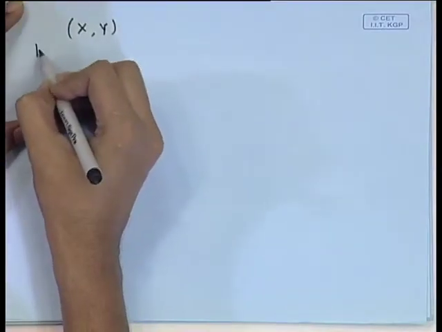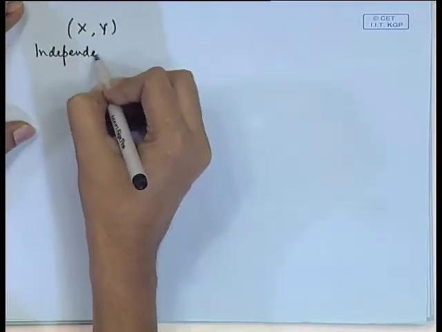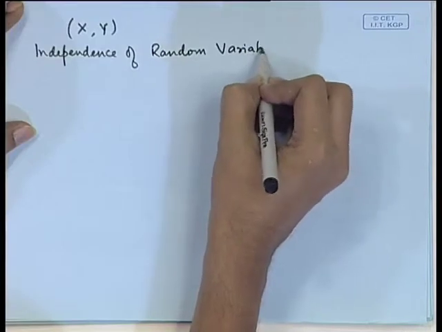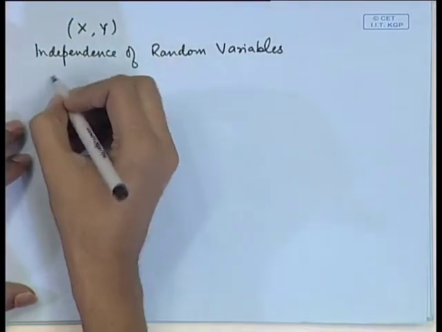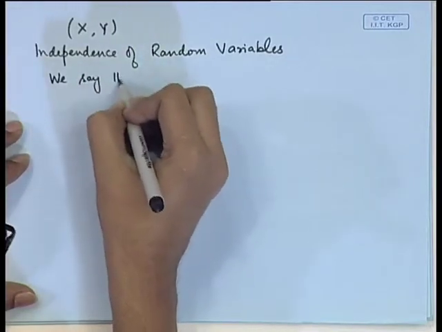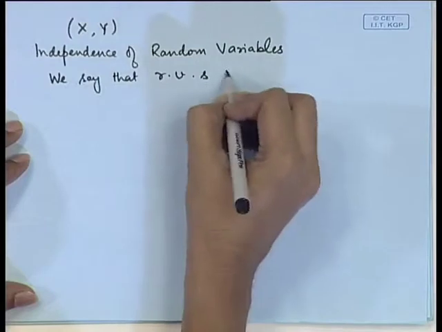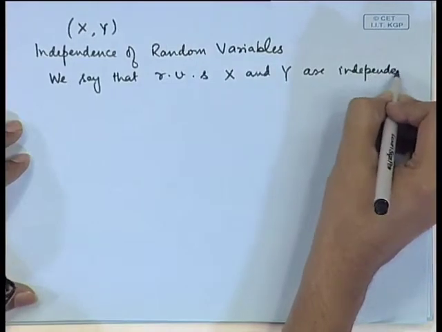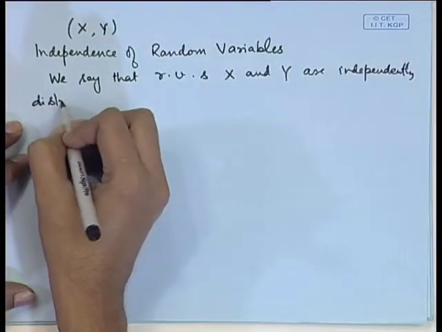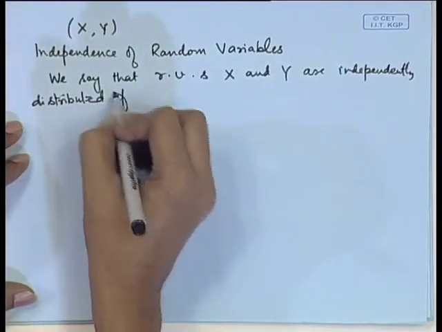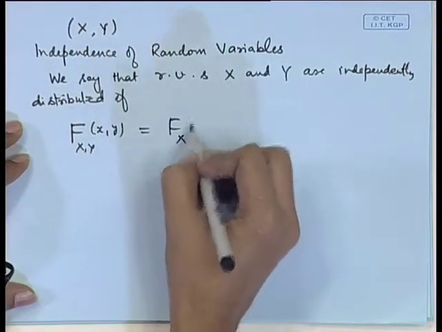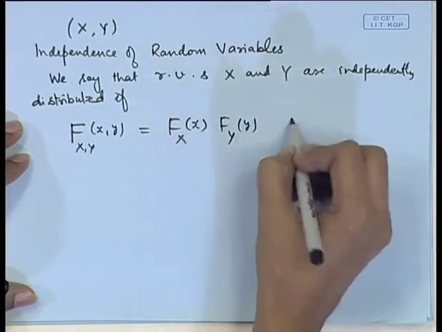Next, we discuss the concept of independence of random variables. So, we say that random variables X and Y are independently distributed if the joint CDF is equal to the product of marginal CDFs at all points.